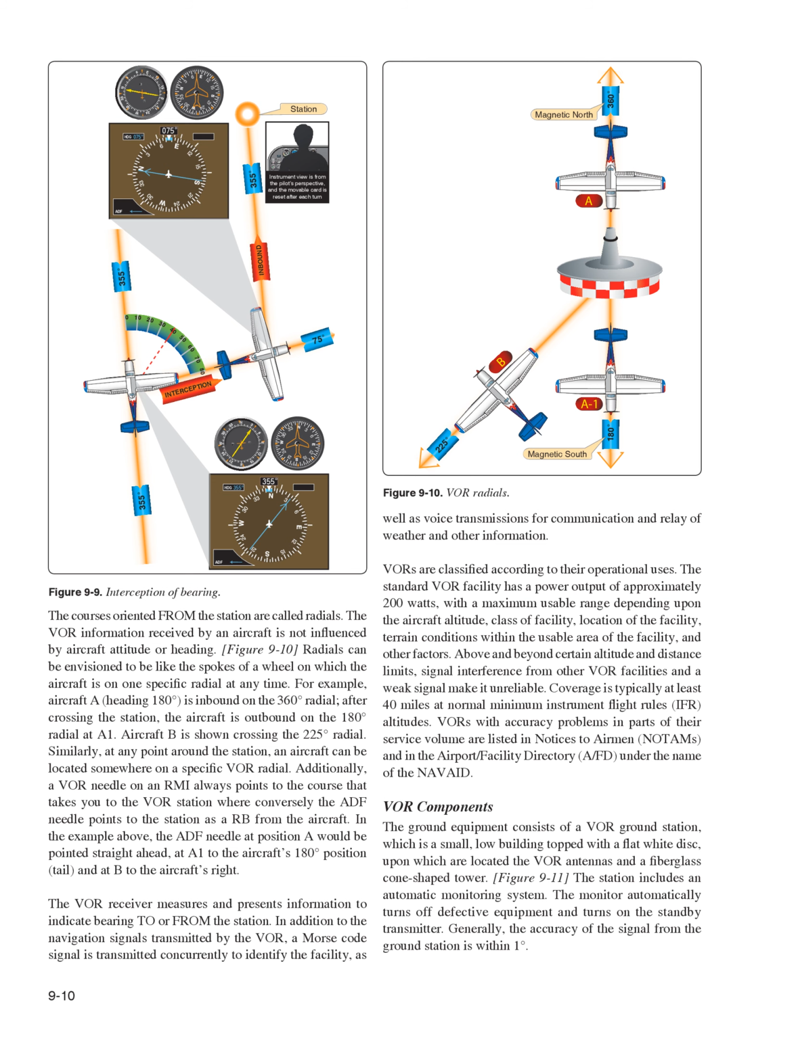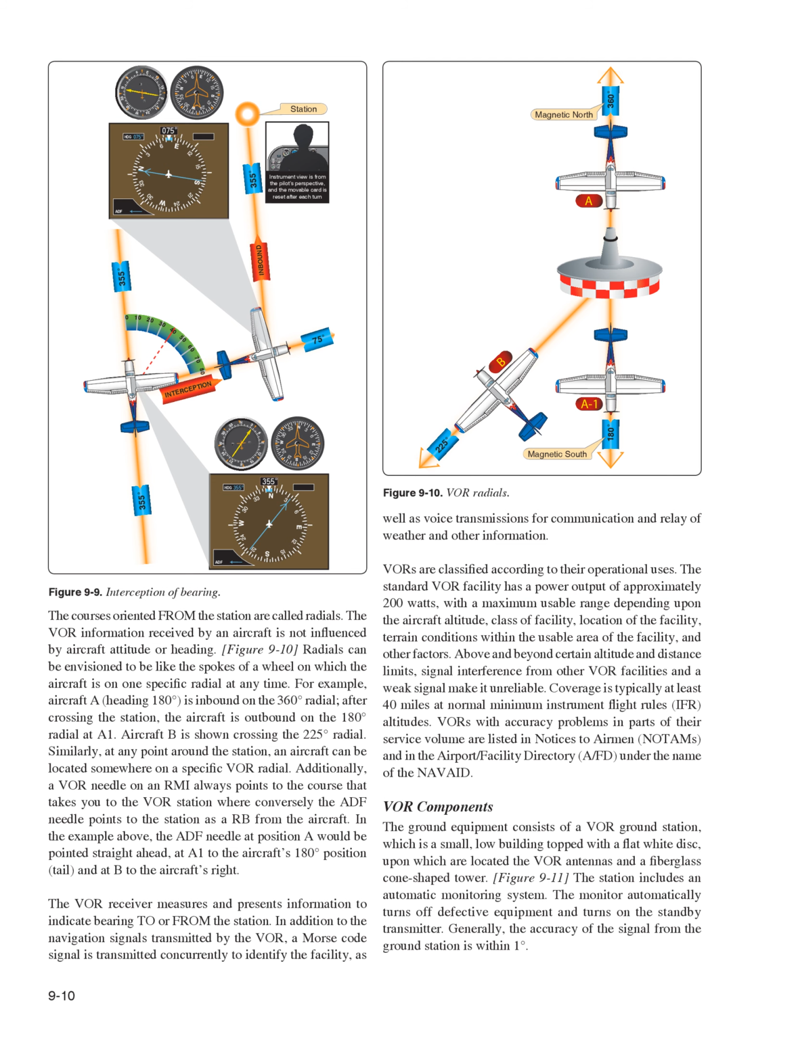The standard VOR facility has a power output of approximately 200 watts, with a maximum usable range depending upon the aircraft altitude, class of facility, location of the facility, terrain conditions within the usable area of the facility, and other factors. Above and beyond certain altitude and distance limits, signal interference from other VOR facilities and a weak signal make it unreliable. Coverage is typically at least 40 miles at normal minimum instrument flight rules, IFR, altitudes. VORs with accuracy problems in parts of their service volume are listed in Notices to Airmen, NOTAMs, and in the Airport/Facility Directory, A/FD, under the name of the NavAid.